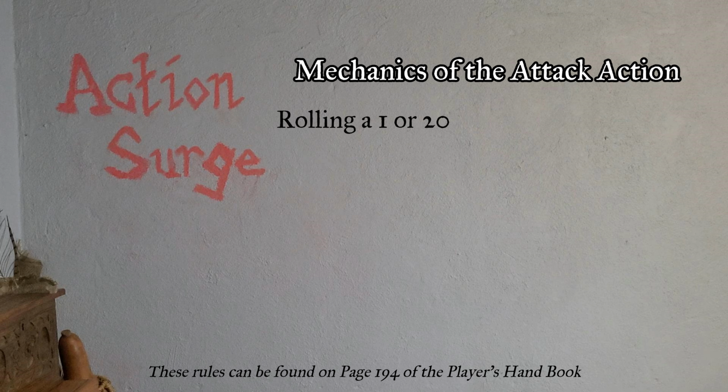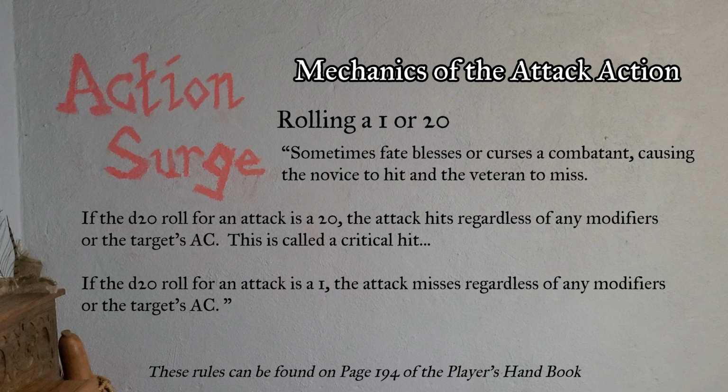In combat, the number you roll on the d20 can have special significance before you add anything to it. Sometimes, fate blesses or curses a combatant, causing the novice to hit or the veteran to miss. If the d20 roll for an attack is a 20, the attack hits regardless of any modifiers or the target's AC. This is called a critical hit, which is explained later in the game. This is colloquially known as a crit, a natural 20, or a nat 20. If the d20 roll for an attack is a 1, the attack misses regardless of any modifiers or the target's armor class. This is colloquially known as a fumble, a natural 1, or a nat 1.